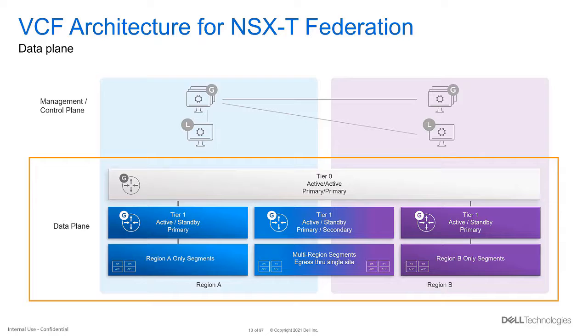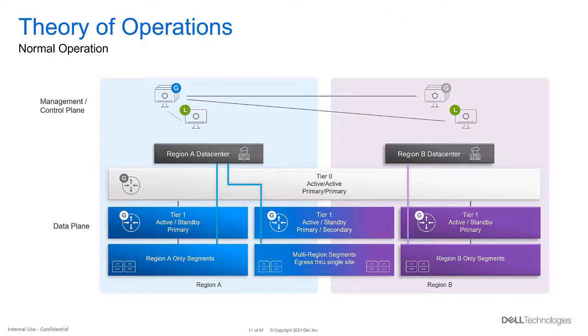The next is the data plane. And the data plane is where we define our tier 0 routers, our tier 1 routers, all of our network segments. And the nice thing about this is we have the ability to do it in a couple of different ways. Here you see we have a tier 1 router in our Region A. We have one in our Region B as well. Both of those have the ability to have network segments only attached to them.